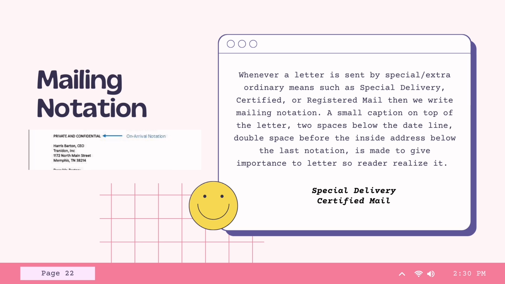Mailing notation. Whenever a letter is sent by special or extraordinary means such as special delivery, certified or registered mail, then we write a mailing notation. A small caption such as special delivery, certified or registered on top of the letter, 2 spaces below the date line, double spaced before the inside address or below the last notation is made to give importance to the letter so the reader would realize it.